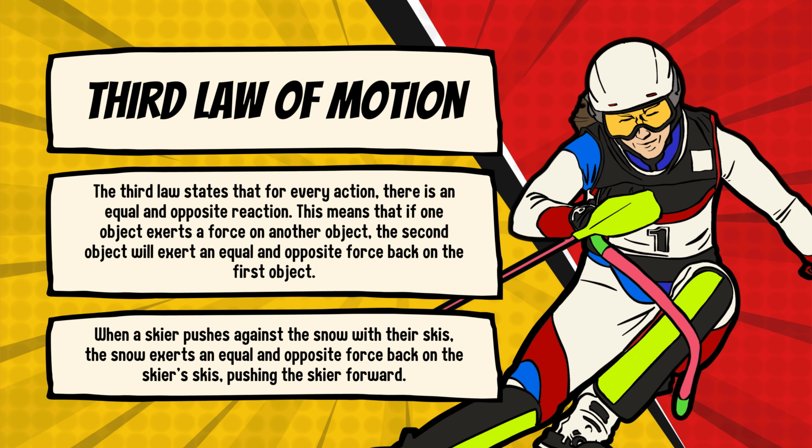Third law of motion. The third law states that for every action, there is an equal and opposite reaction. This means that if one object exerts a force on another object, the second object will exert an equal and opposite force back on the first object. For example, when a skier pushes against the snow with their skis, the snow exerts an equal and opposite force back on the skier's skis, pushing the skier forward.